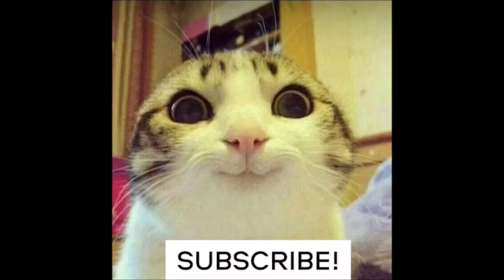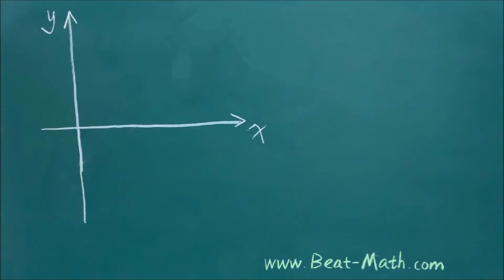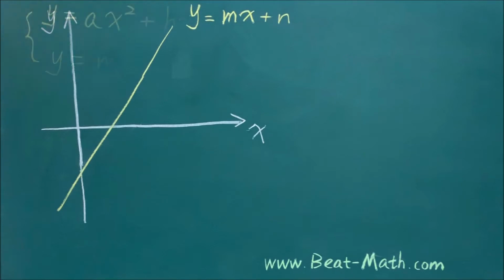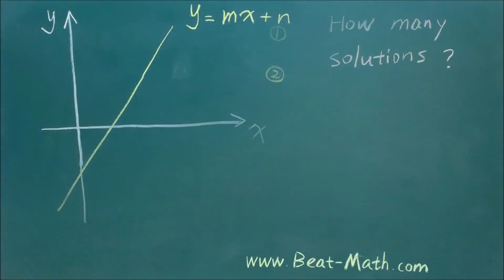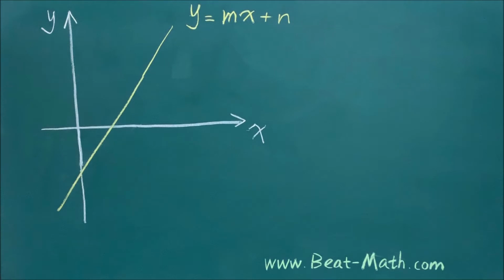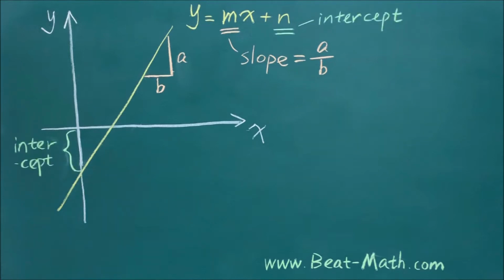Okay, let's get started. Do you remember the graph of linear equations? The linear equation is a straight line on the coordinate plane. Equation 2, y equals mx plus n, is a linear equation. When this linear equation is written as y equals mx plus n, the coefficient of x, which is m, represents the slope of the line. N is the intercept of the line.